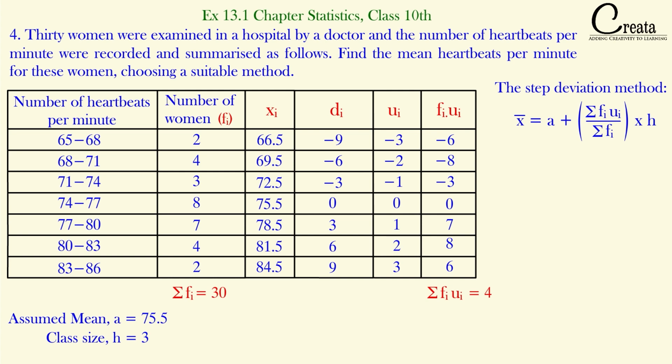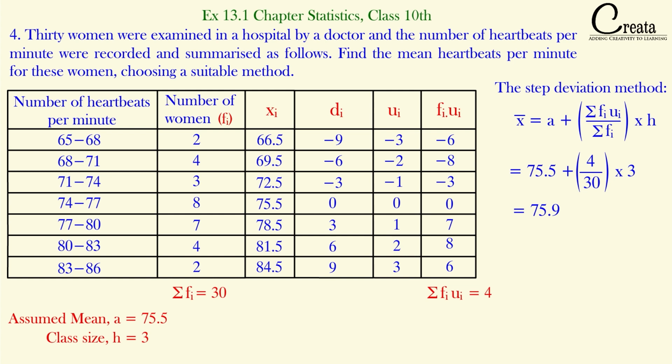No need to add all these values of fi. If you refer to the question, it is given 30 women were examined in the hospital. So the number of women is 30, that is the sum of all the women. Got it? And what is A? That is the assumed mean, it is 75.5. And h, that is the class size, it is 3. Let's put the values and solve it. We got our answer, that is mean as 75.9. This is the answer. The mean heartbeats per minute is 75.9.